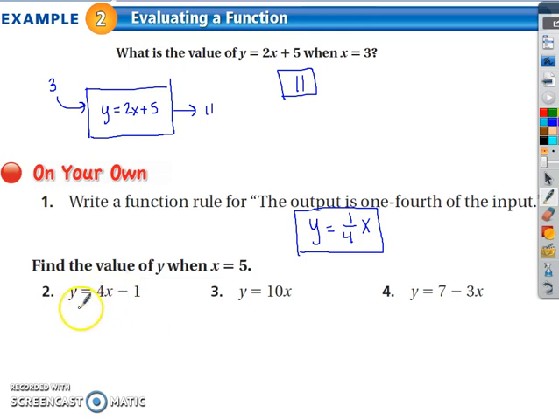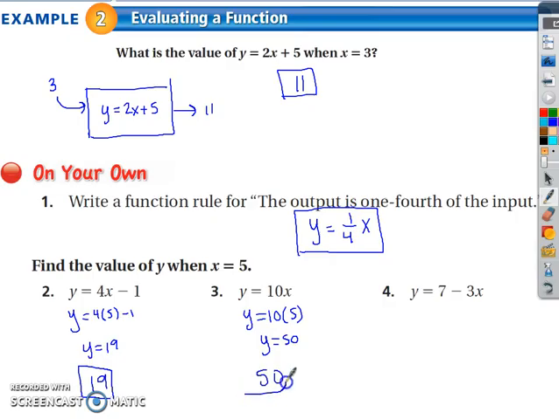When x is equal to 5, y is equal to 4 times 5 minus 1, so y is equal to 19. So the value of the function is 19 when x is 5. Here, the value of our function is going to be 50, because 10 times 5 is 50. And lastly, when x is equal to 5, y is equal to 7 minus 15, so y is equal to -8, meaning the function value is -8.